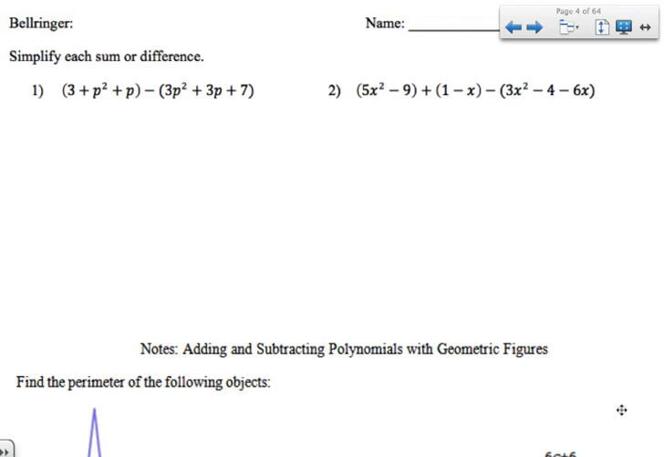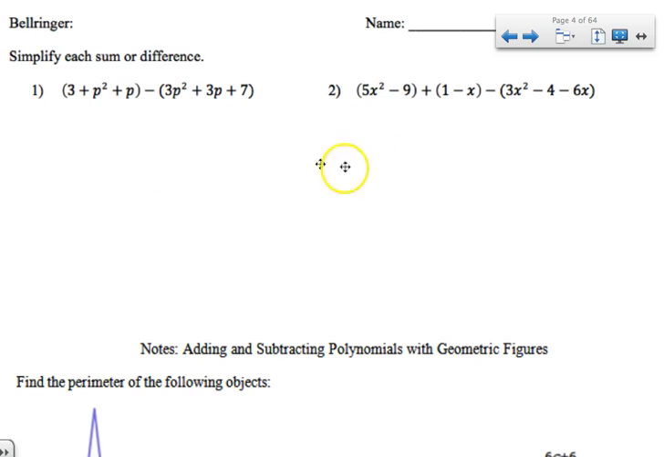Alright, mathematicians, in this video you're going to learn how to add and subtract polynomials with perimeter and geometric figures, and then a little bit trickier way of how to set it up and how it may look on the EOC. But first off, I want to do a little bit of a refresher, and so I want you to find the sum or the difference of 1 and 2.